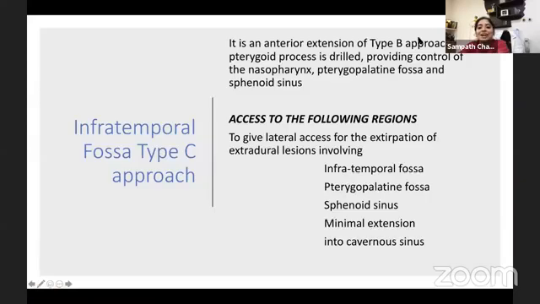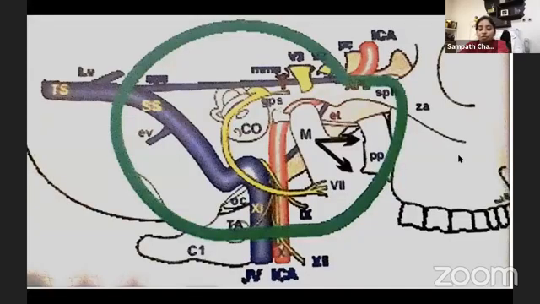So this is the anterior extension of the type B approach, where the pterygoid process is drilled, providing control of the important areas, that is the nasopharynx, pterygopalatine fossa, and sphenoid sinus. It gives access to the infratemporal fossa, pterygopalatine fossa, sphenoid sinus, and minimal extension into the cavernous sinus.